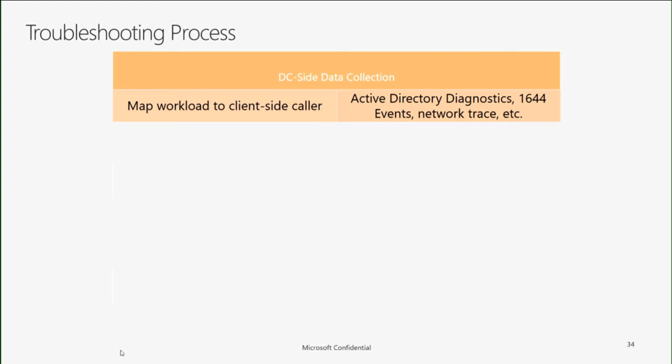1644 events is a diagnostic logging we can enable on DCs to basically log every LDAP search. We could log up to every LDAP search that DC receives. We'll log one event per LDAP search, and it enables us to see what the DC is working on.